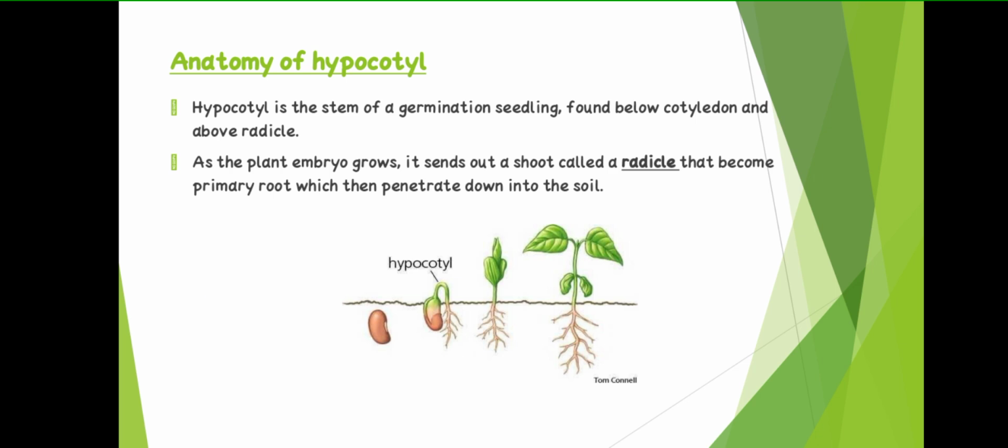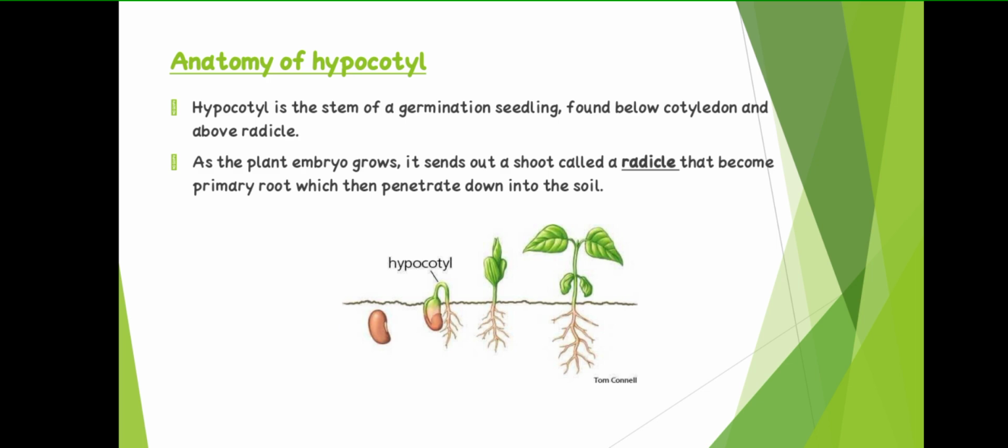And now let's get into the topic, that is anatomy of hypocotyl. First of all, let me explain about hypocotyl, its emergence, etc. Hypocotyl is the stem of the germinating seedling found below the cotyledon and above the radicle. That is, the position of hypocotyl is below cotyledon and above the radicle.